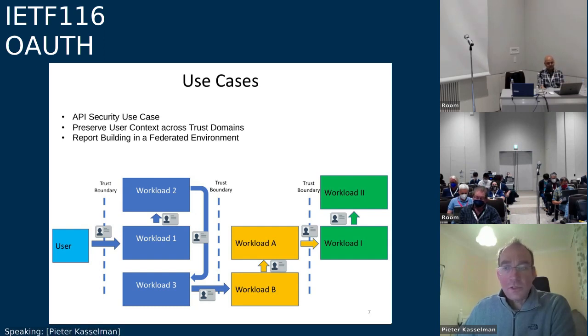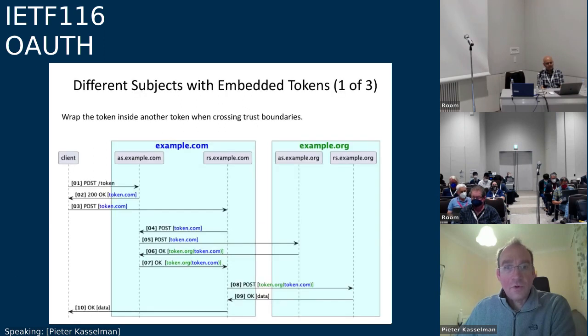So some of the options that we've talked about. The first one is different subjects with embedded tokens, basically this idea of wrapping one token inside the other. As a design concept, it essentially becomes a form of token exchange, because you have to trust across boundaries, right? So token exchange seems like an appropriate thing to do there. And then having that done between the authorization servers, because that's going to be more scalable as well, right? So just having trust relationships between the authorization servers rather than all the resources and all the authorization services.